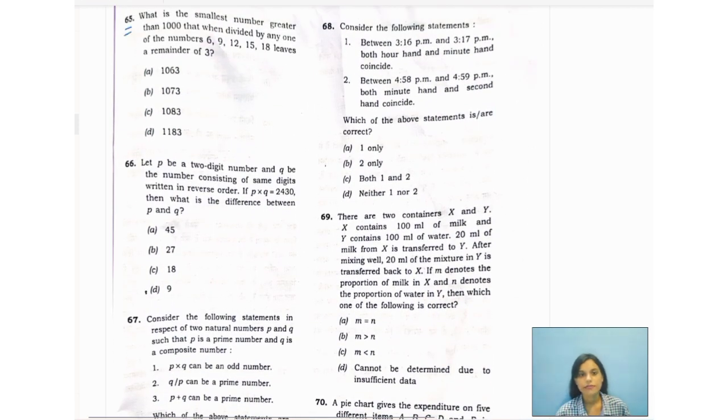Question number 65 says, what is the smallest number greater than 1000 that when divided by any one of the numbers 6, 9, 12, 15, 18 leaves a remainder of 3? They are asking about the smallest number which is greater than 1000. Okay. Your answer would be number C, that is 1083.